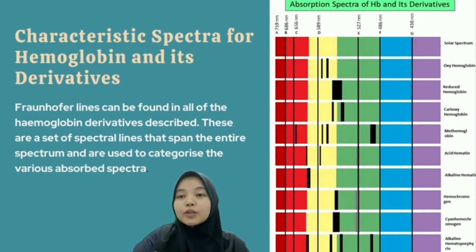The following absorption spectra show the Fraunhofer lines that can be found in all of the hemoglobin and its derivatives. These are a set of spectral lines extended to the full spectrum that are used as the metric to categorize the different absorbed spectra. The wavelengths in the spectra are labeled A, B, C, D, E, F, and G.